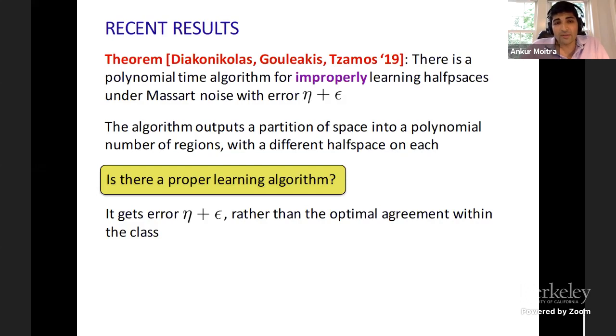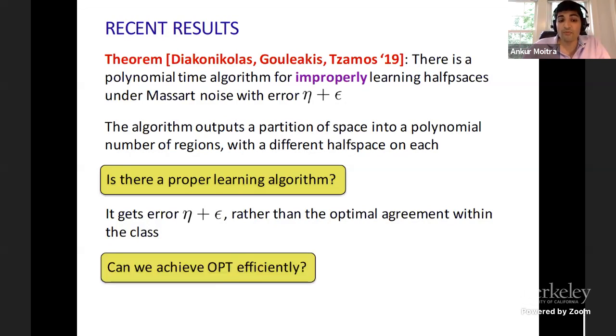Now, there's also another limitation, which is that all of the classic results in agnostic learning that worked for distribution-dependent setups, like having X being Gaussian or log concave, got error opt plus epsilon, where opt was the optimal agreement of anything in your class. This guarantee only gives you an error of eta plus epsilon, where eta is the upper bound on the error probability that the adversary has added. So in principle, you could hope for a better error guarantee, because maybe it's possible to compete with the best agreement among all half spaces within your class.